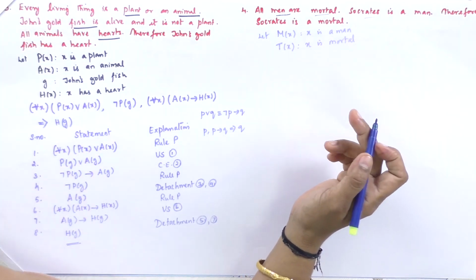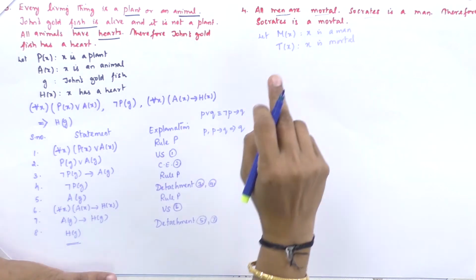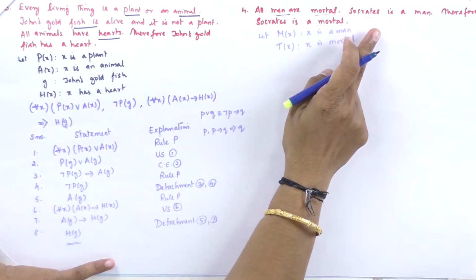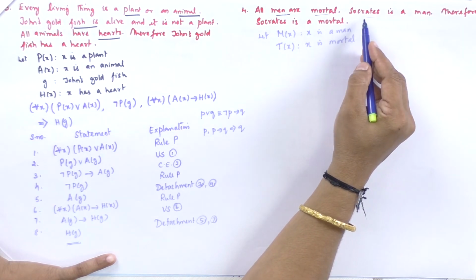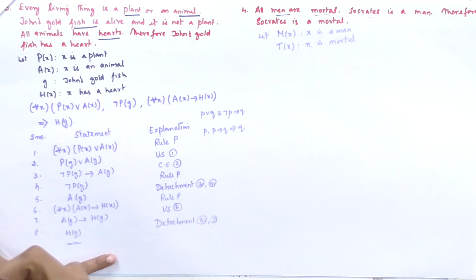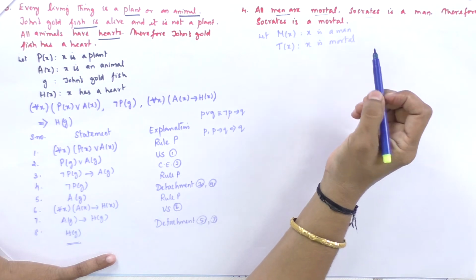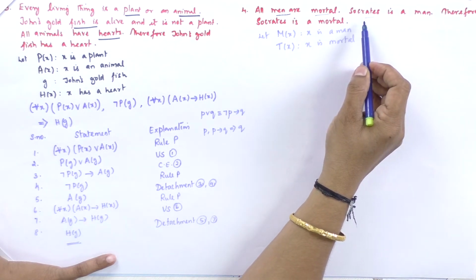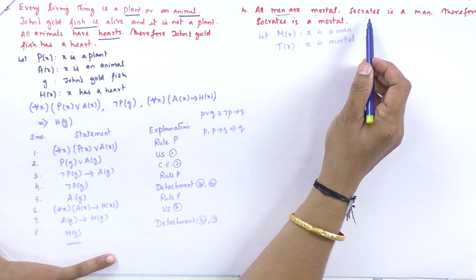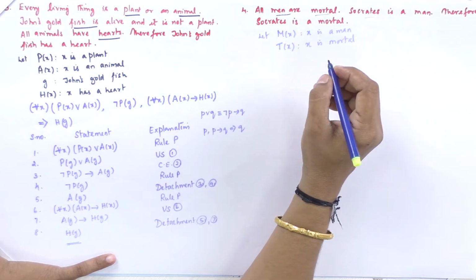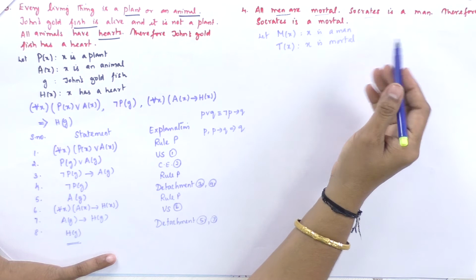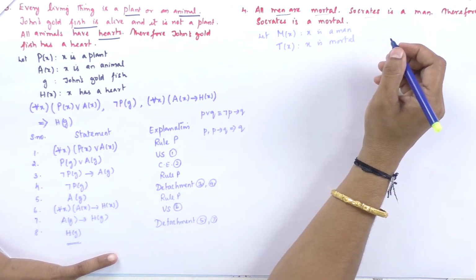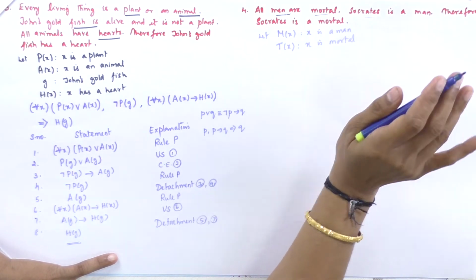Then Socrates is a man. All men are mortal. Socrates is a man. So here you will have to identify which is the subject and which is the predicate term. So predicate is man, and here we have Socrates. So Socrates is a man. I can represent it as, let us see, and therefore this should imply mortal. Fine.